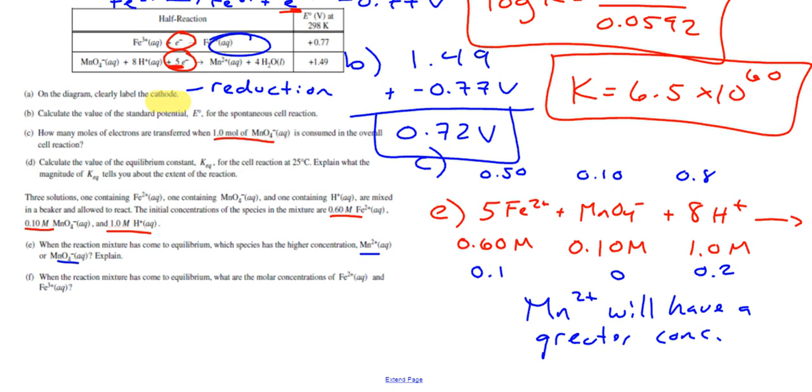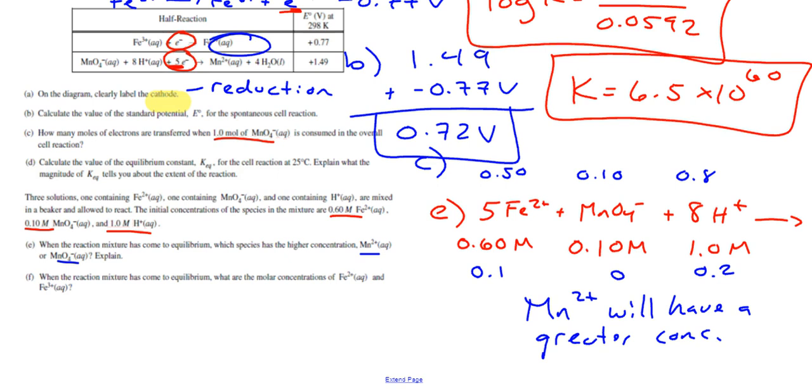I will read what they have. They said Mn2+ to be greater than MnO4- because, 1, as indicated in part D, the reaction essentially goes to completion. So you know it's going all the way to the right automatically. That's one way. You could have thought, well, wait a minute. If K is times 10 to the 60, I'm going to make product. That's actually a logical assessment. That would be right. I didn't do any math.